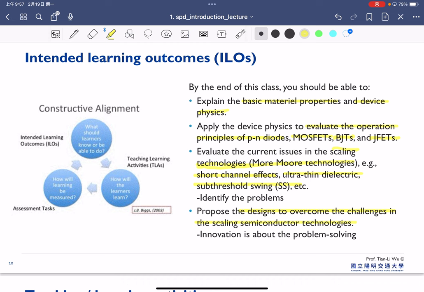And I believe this is the capability you also need for your own research, for your own work, even for your future career. So innovation in the end is mainly related to problem solving. As long as you find some issue, you can propose some design to overcome the issue, you can solve the problem. That means you are actually on the way towards innovation.